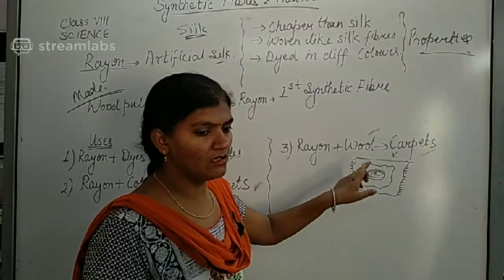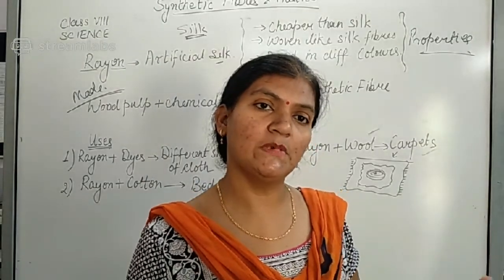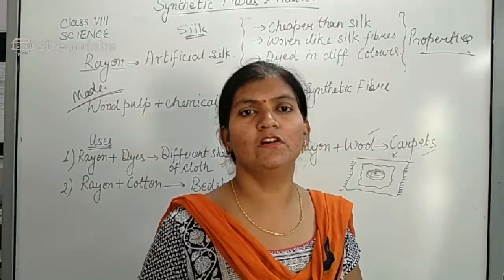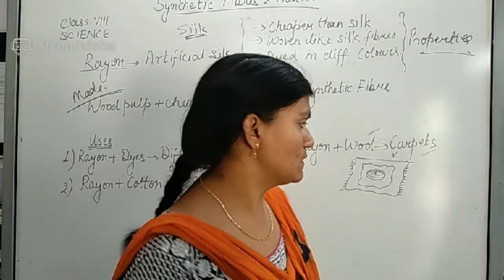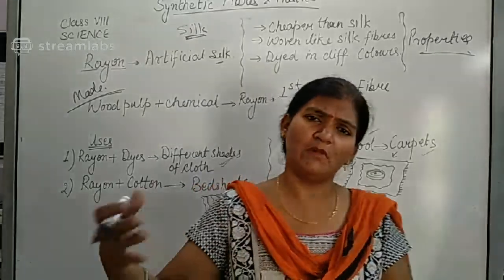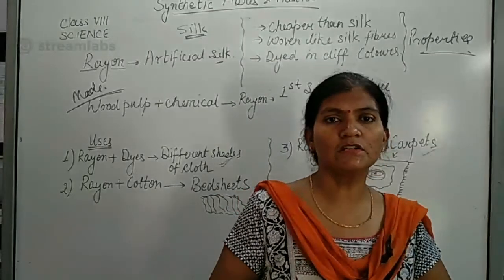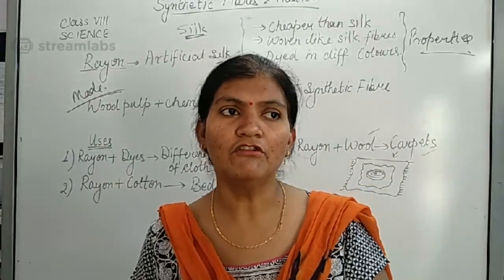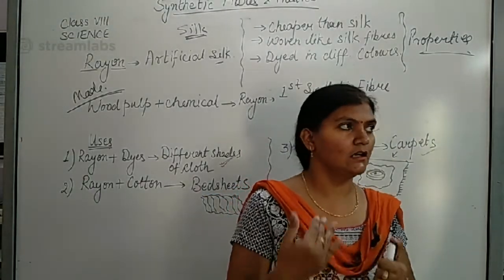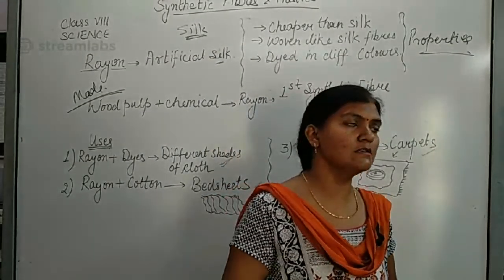So rayon, when mixed with wool, is used to make carpets, and carpets can be easily spread on the floor, in the dining room or in the bedroom, wherever you want to use it. So they are used for making carpets, bed sheets, and clothes, and there are many more uses of rayon in the market. Okay, student. So I think I have finished this topic, and two topics I have taken. One was the polymer and the artificial fiber, and the second topic was rayon.